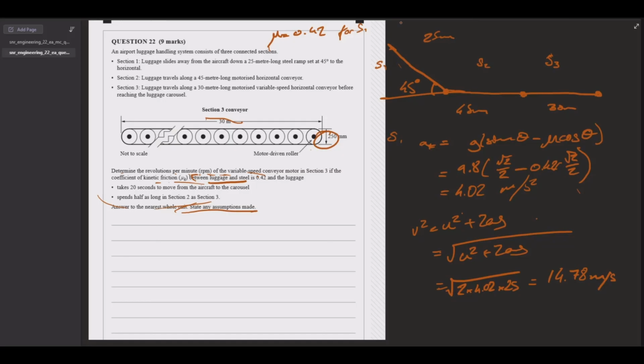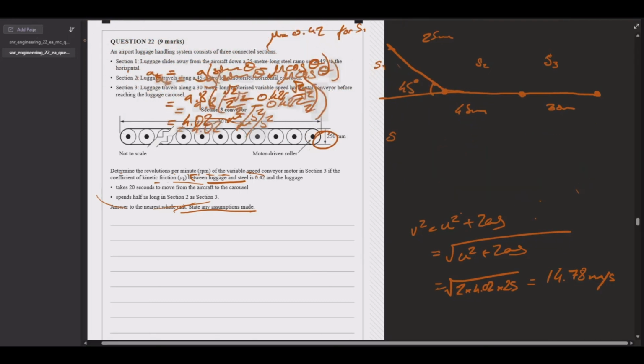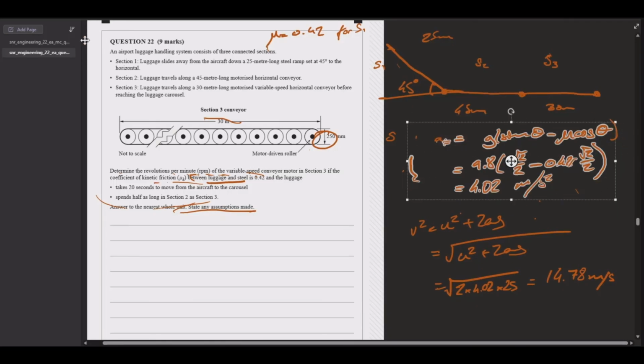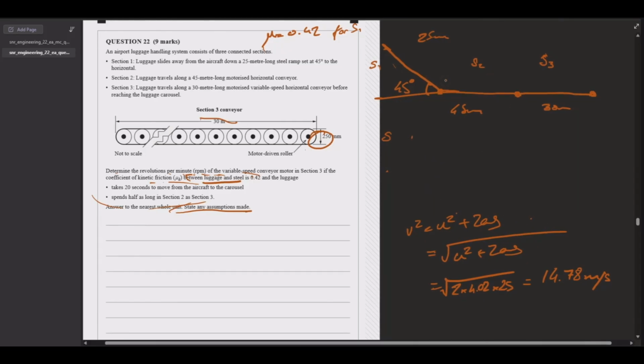Now, the big question here is, we would just be taking the horizontal component of that, wouldn't we? Because the vertical component's going to get absorbed by the ramp. So now for section 2, let's go ahead and remove that, because we don't need that anymore. In fact, just let me delete it. How do I... Alright, there you go. Acceleration is 4.02.